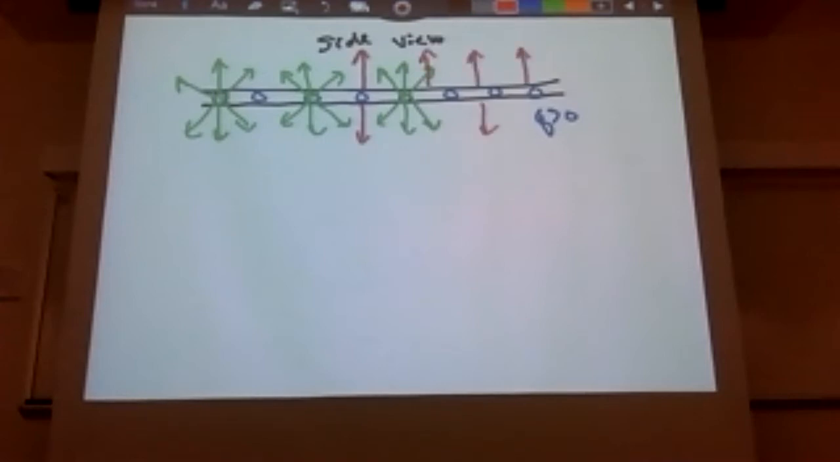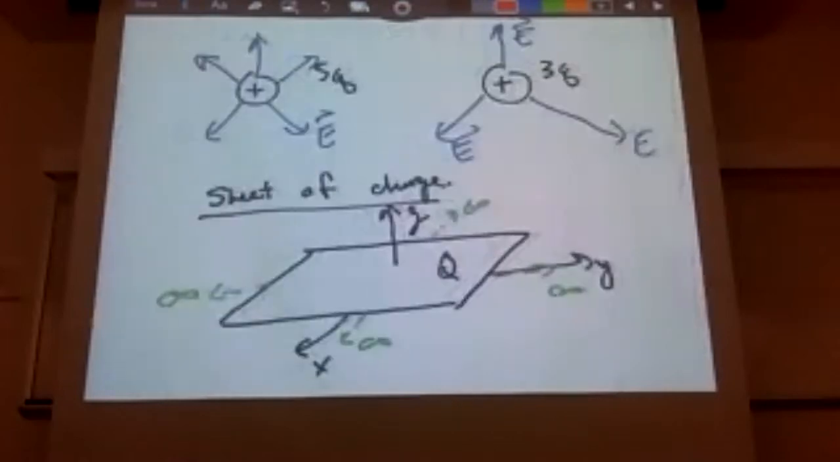So it turns out that for an infinite sheet of charge, the electric field points perpendicular to the surface. So these are all at 90 degrees to the surface. So this is the electric field. So to go back to my original picture, what that means then is the electric field in this case would point perpendicular to the surface at all locations. So this would be my electric field.